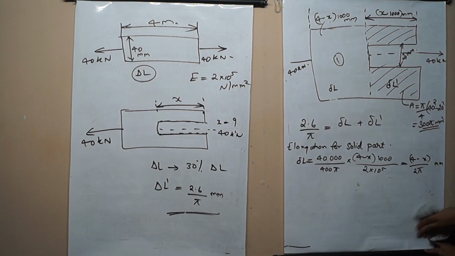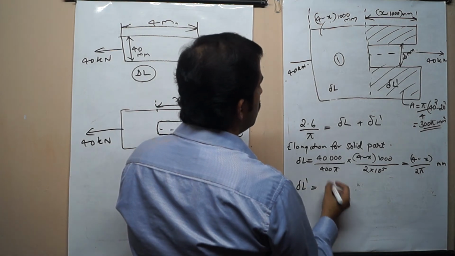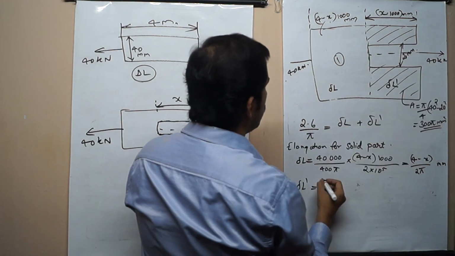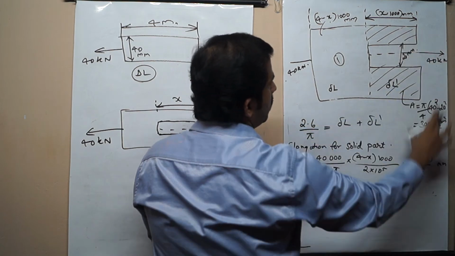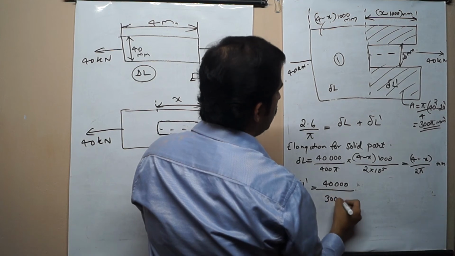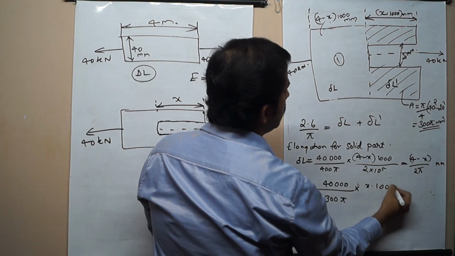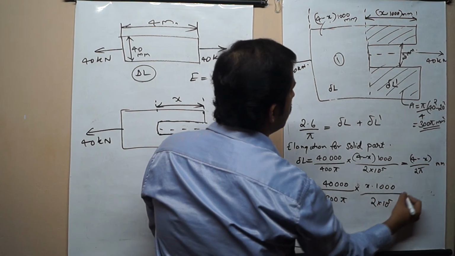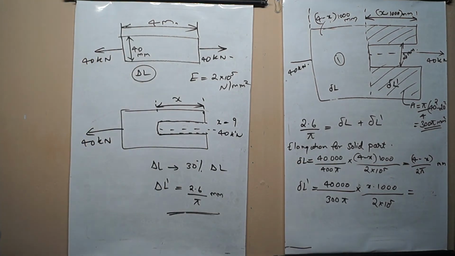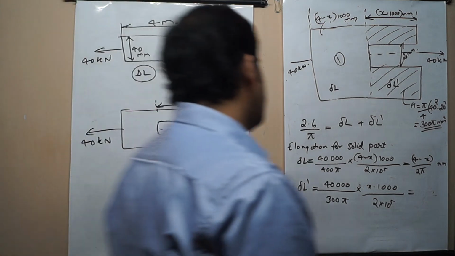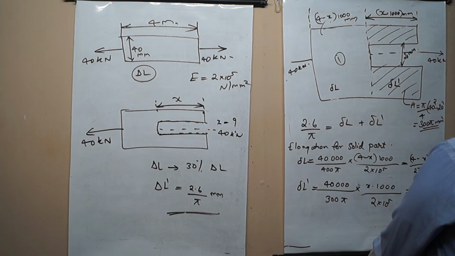Now, for this part, what will be the delta L dash? Delta L dash is equal to force by area. What is the force acting? 40 kilonewton. 40 divided by, what is the solid area here? That is 300 pi into, what is the length? x into 1000, that much mm divided by 2 into 10 power 5. You can calculate it, you will be getting it as 2x divided by 3 pi mm.